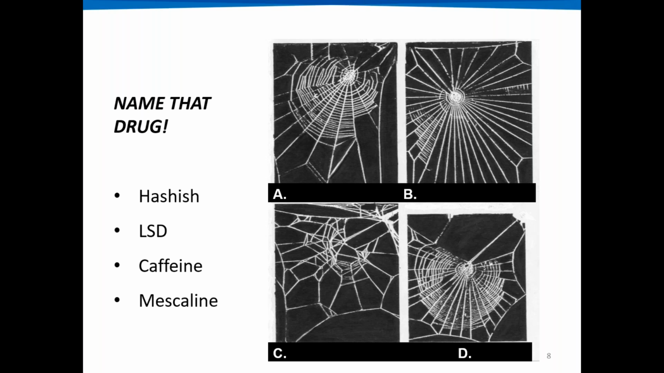There were 4 types of drugs: hashish, LSD, caffeine, and mescaline, and 4 resulting spider webs. Can you match the drug to the web? Take a minute and try to write down your answers if you can.